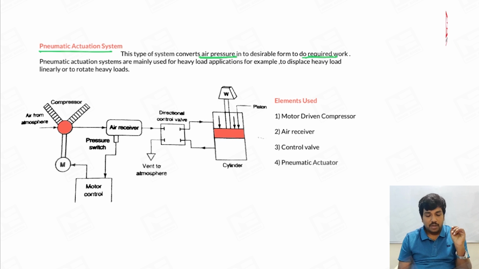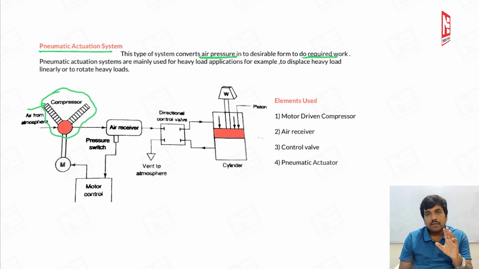Willfully we are going to do this action, and this compressor will be connected to the motor. The motor will be operated by some control signal, and when we turn on the motor, the compressor will do its job and compress the air to the desired pressure, and then it will be supplied to the second device, that is nothing but the air receiver.